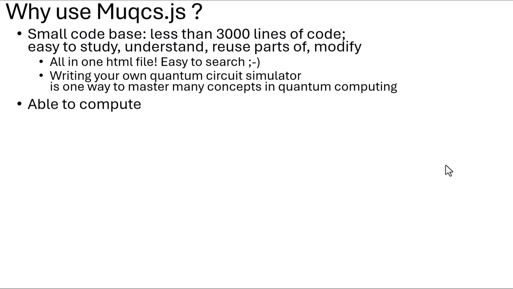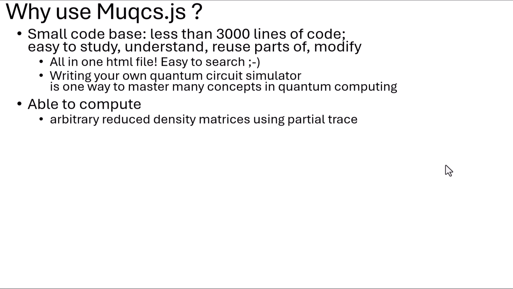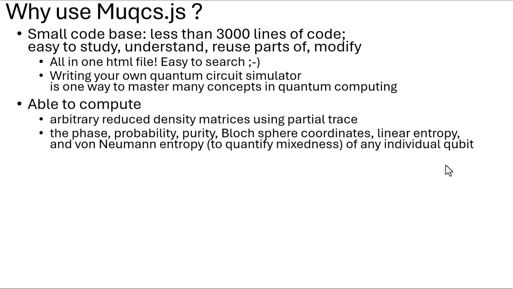Muqcs can compute several quantities related to quantum computing and quantum circuits. So it can perform arbitrary partial traces on any subset of qubits that you like to compute a reduced density matrix for that subset. And then that can be used to compute, for example, the phase of a qubit or the probability that measuring it will yield a 1.